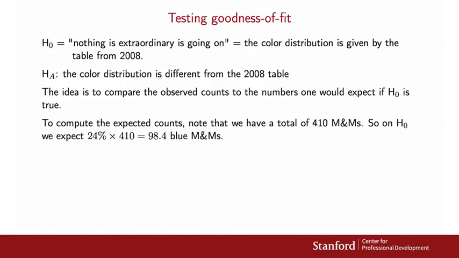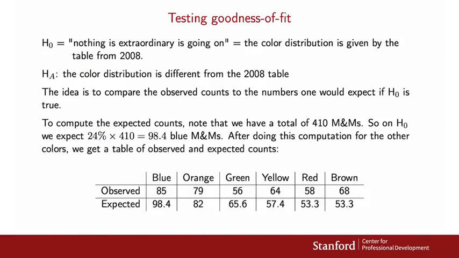In order to do that, we need to figure out what the expected number under the null hypothesis would be. Now that's a very simple calculation. We have 410 M&Ms in our bag, so under the null hypothesis, we expect 24%, which is the percentage given in the table, times these 410 counts, which is 98.4 blue M&Ms. So now we do this for all the other 5 colors, and then we have a table of expected counts.